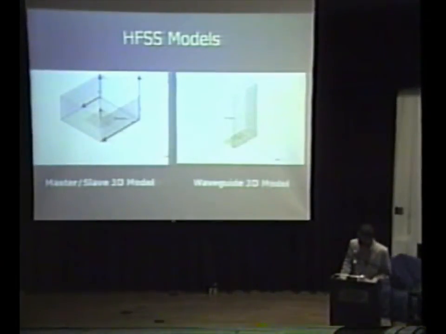The picture on the left shows the model I used for the infinite array. The highlighted areas are the boundary conditions that force the infinite array simulation. The one on the right, the highlighted area, represents perfect electrically conducting walls, which will simulate the walls of the waveguide. That's also a half model split along the symmetry pattern.